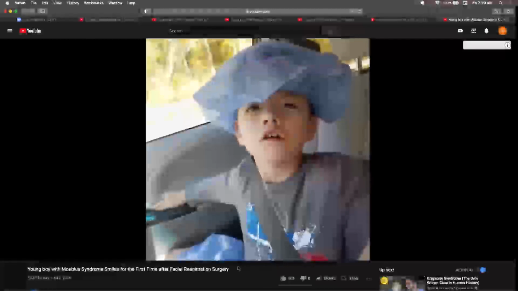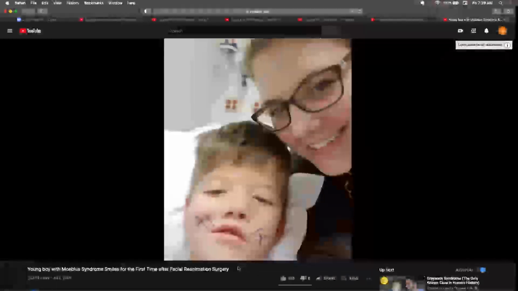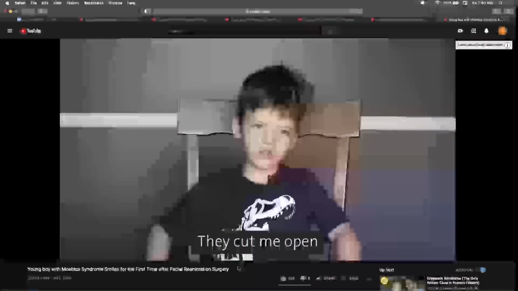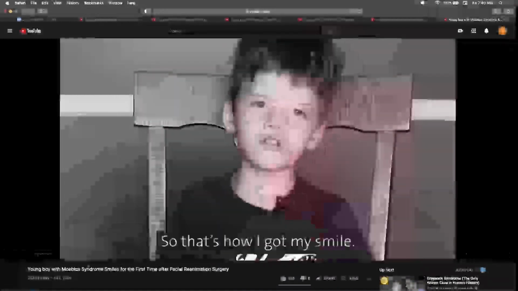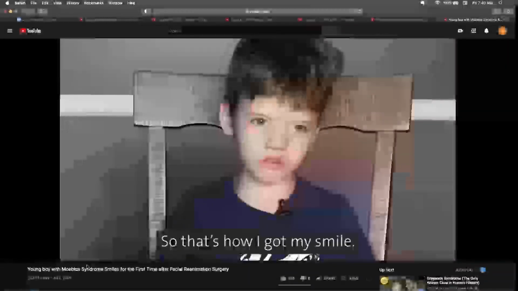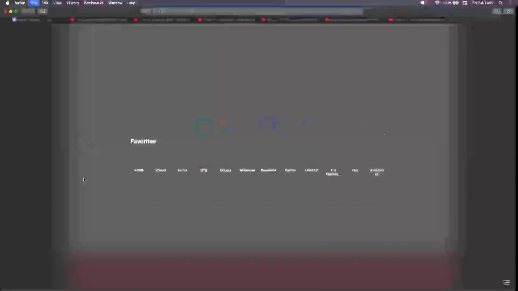There's an extraneous muscle in the upper part of the thigh. You can take this muscle and position it. I mean, you do it on both sides. They cut me open to put this in. So that's how I got my smile. Pretty cute.